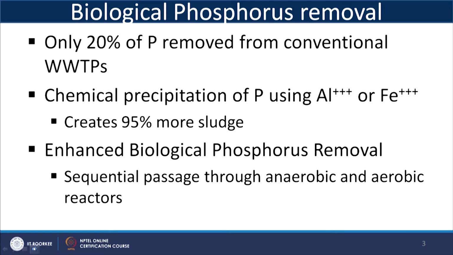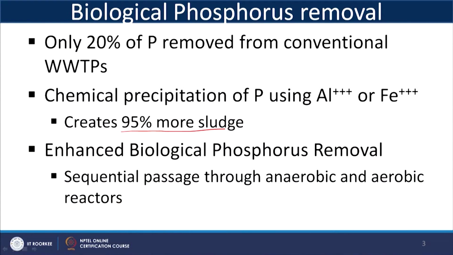However, there is a major limitation of this, which is that chemical precipitation of phosphorus makes up to 95% more sludge than simple secondary treatment would. Sludge processing, sludge removal and sludge management is quite an expensive affair for any wastewater treatment plant. So definitely we do not want to double the volume of sludge.